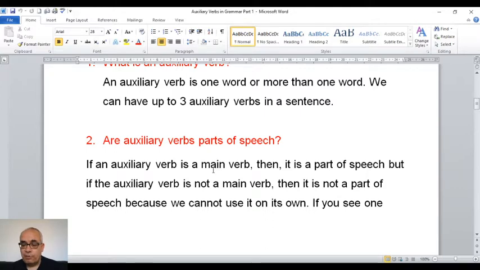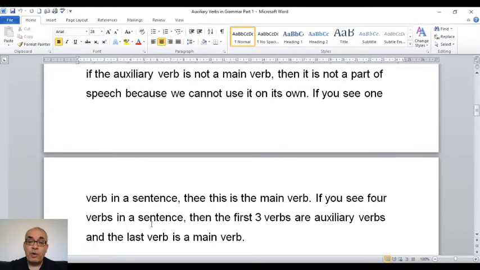But if verb to do and verb to have and verb to be are auxiliary verbs, it means they are not parts of speech, because we cannot use them on their own in a sentence. So if an auxiliary verb is a main verb, then it is part of speech. But if the auxiliary verb is not a main verb, then it is not a part of speech, because we cannot use it on its own.